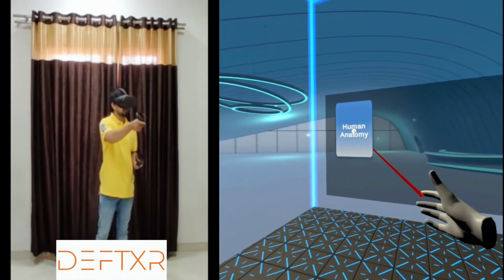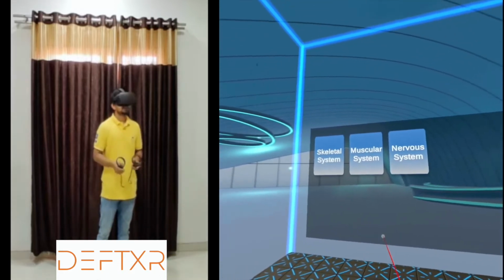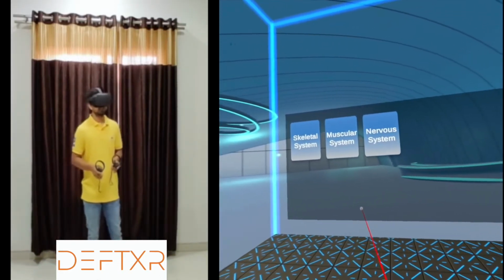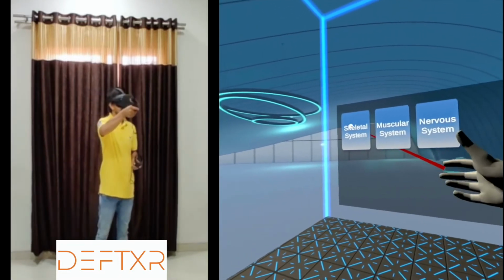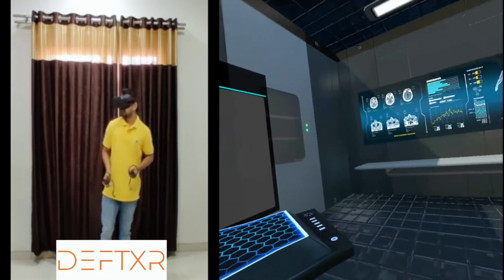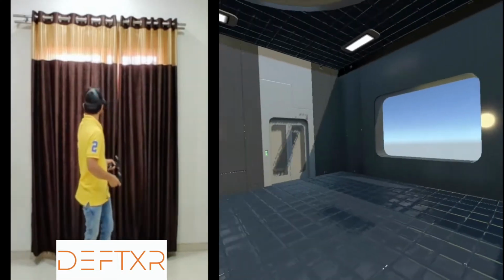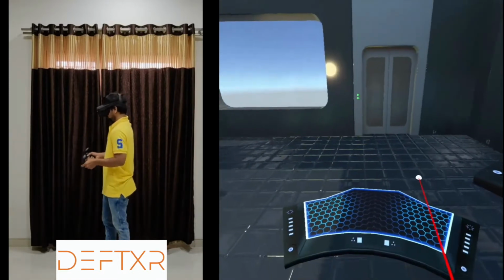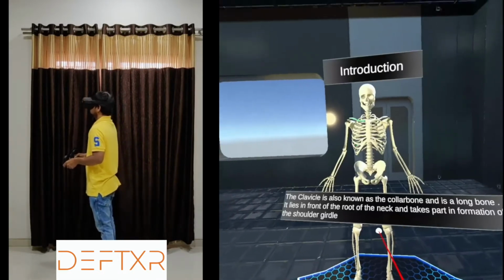Here is an introduction to human anatomy. We have built several modules as you can see on your screen. On the right hand side, you are seeing what the user on the left is actually seeing in a virtual reality environment. So this is how the virtual environment looks.